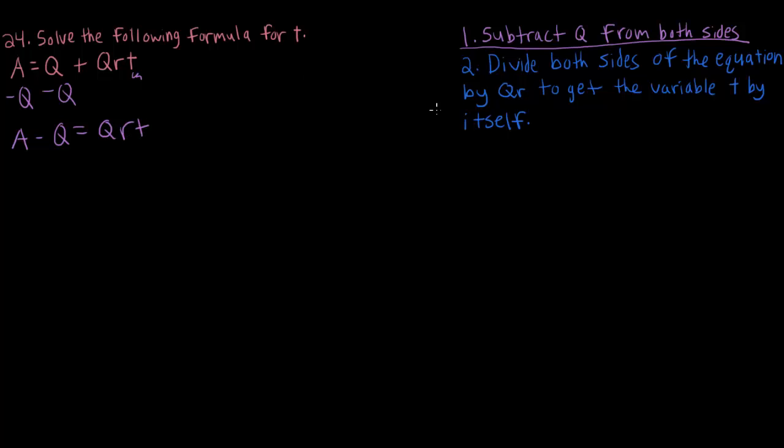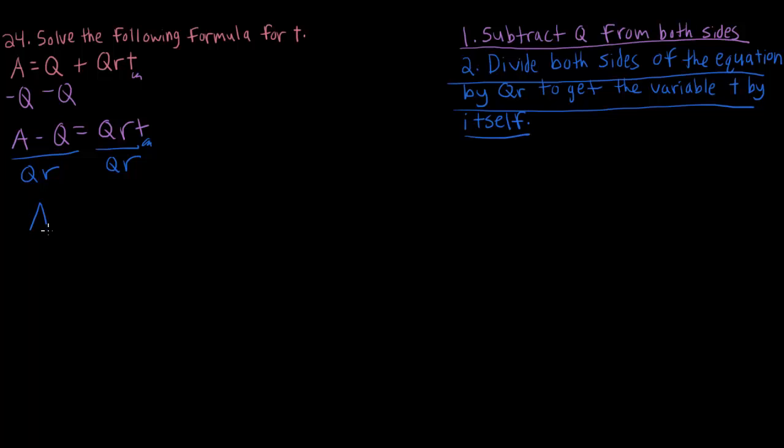Step 2. Divide both sides of the equation by capital QR to get the variable t by itself. We want to get t by itself. Divide the right side by capital QR. Divide the left side by capital QR. We end up with capital A minus capital Q over capital QR equals t, which is also the same thing as t equals capital A minus capital Q over capital QR.